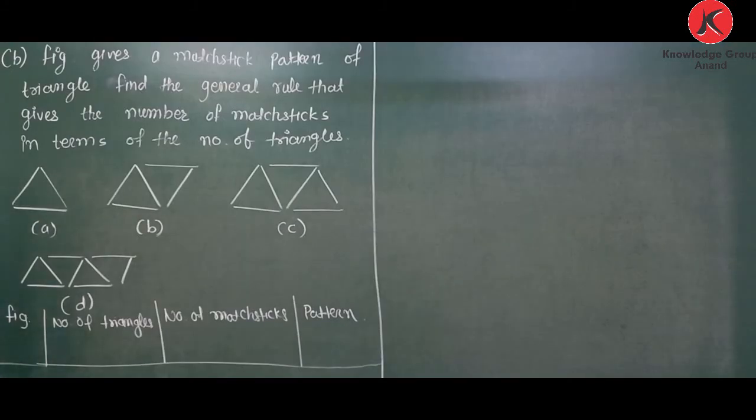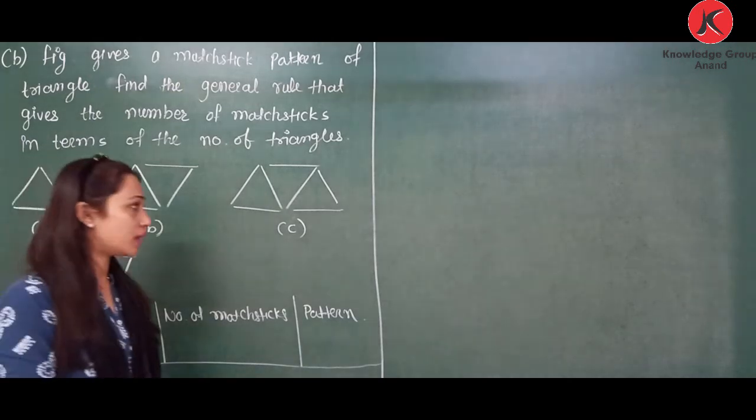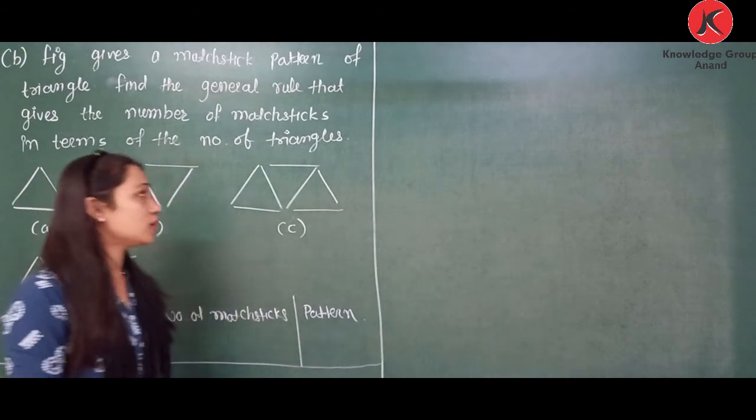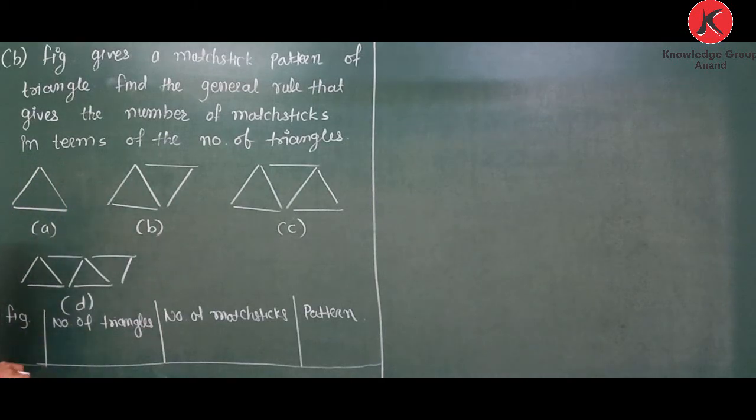Now next question is, the figure gives a matchstick pattern of a triangle. Find the general rule that gives the number of matchsticks in terms of the number of triangles. As we found the pattern for the number of matchsticks required for the number of squares, we can also find the pattern for this triangle. Now here you can see for the first triangle we need 3 matchsticks.